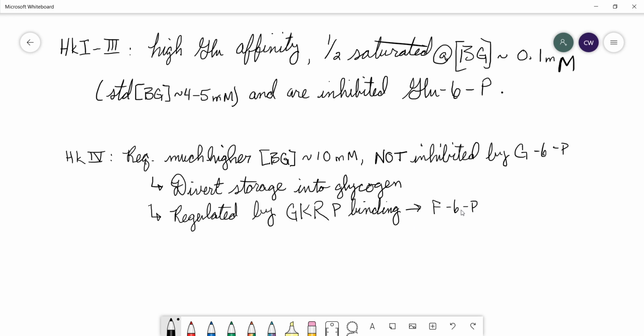If fructose 6-phosphate is low, then these hexokinases might be shut down. This one will not. But this glucokinase regulatory protein will be active. And so it will stick onto hexokinase 4, thus preventing the glucose that is still needed to produce energy for the cell from being diverted into glycogen storage.